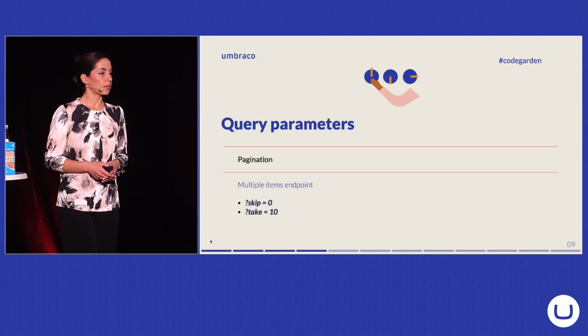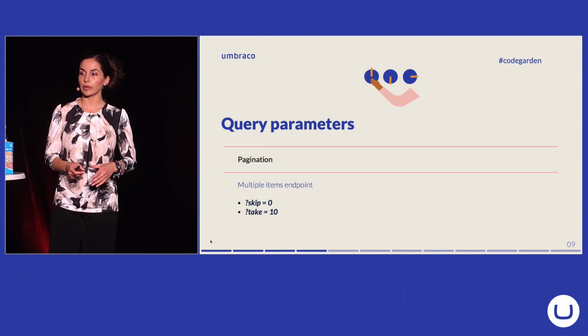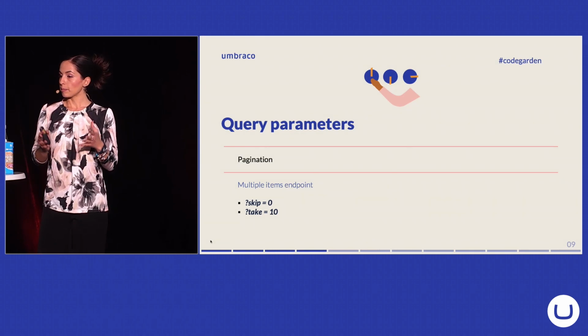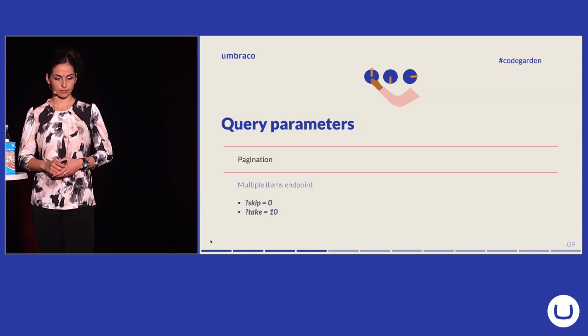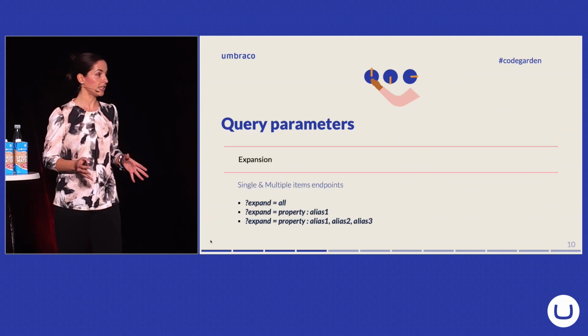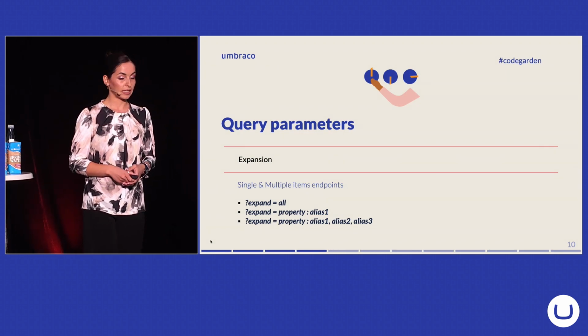We can also use parameters like skip and take when we query multiple items, because they will always be returned in a paginated manner.